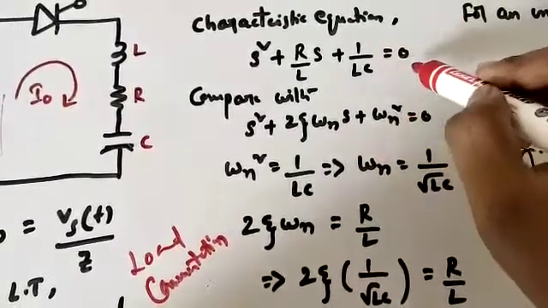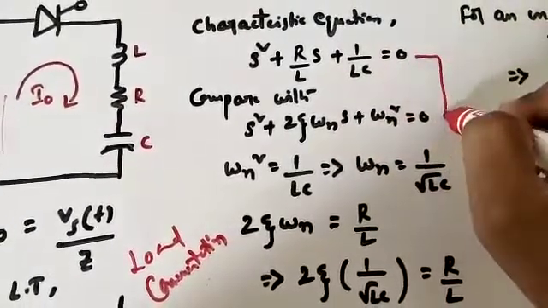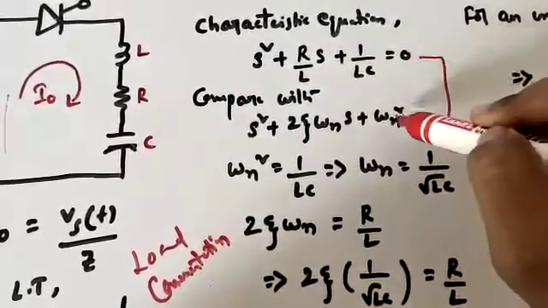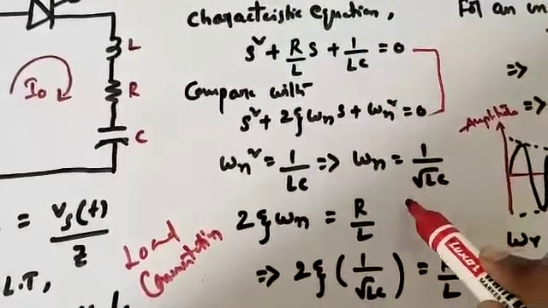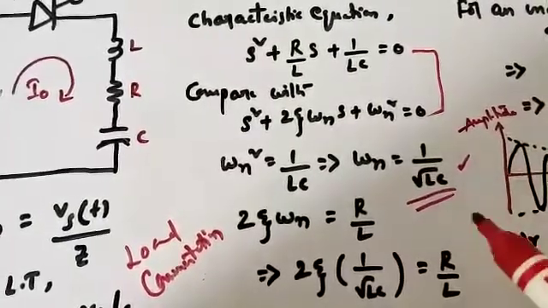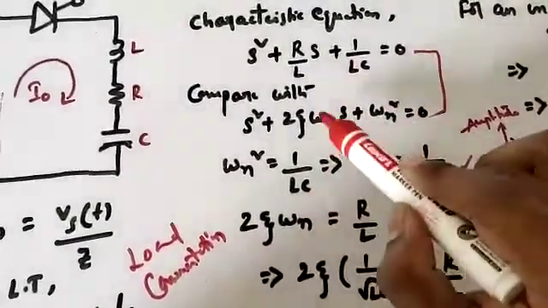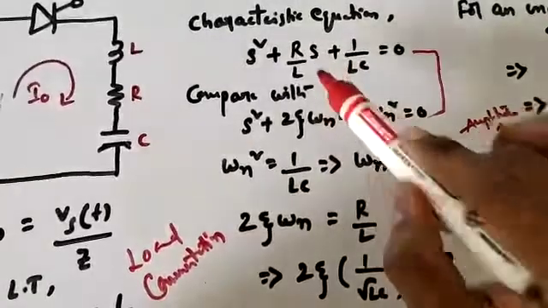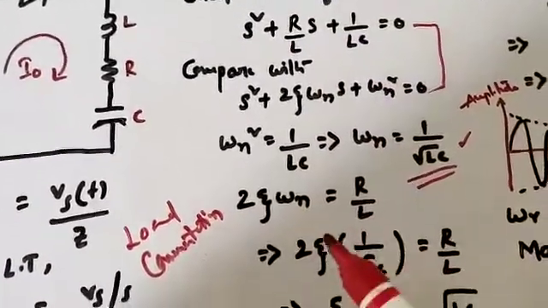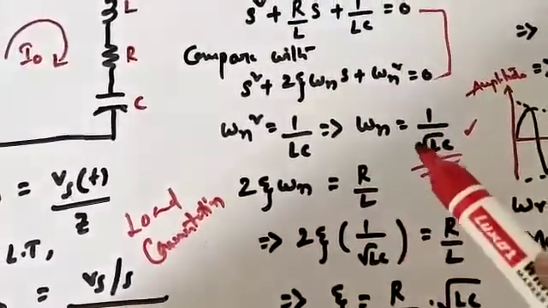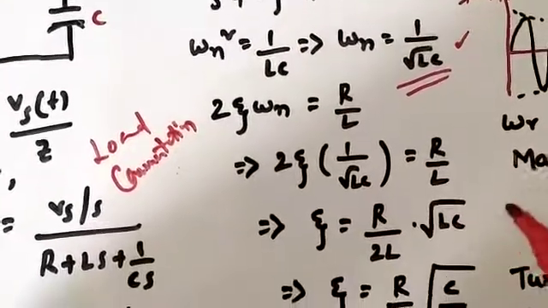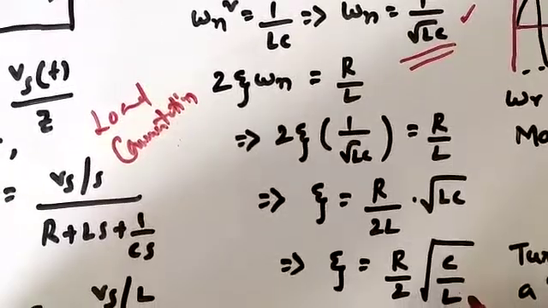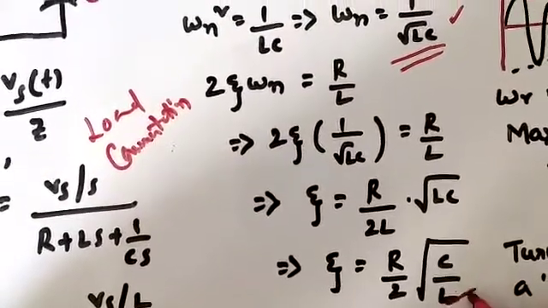If I compare these two equations, omega n square equals 1 by LC, that is what I have written here. So from here, omega n equals 1 by root LC. Understood? Next, 2 zeta omega n equals R by L. From this relation, I can substitute the omega n value, and finally I get the equation zeta equals R by 2 into root over C by L. This is what I got.